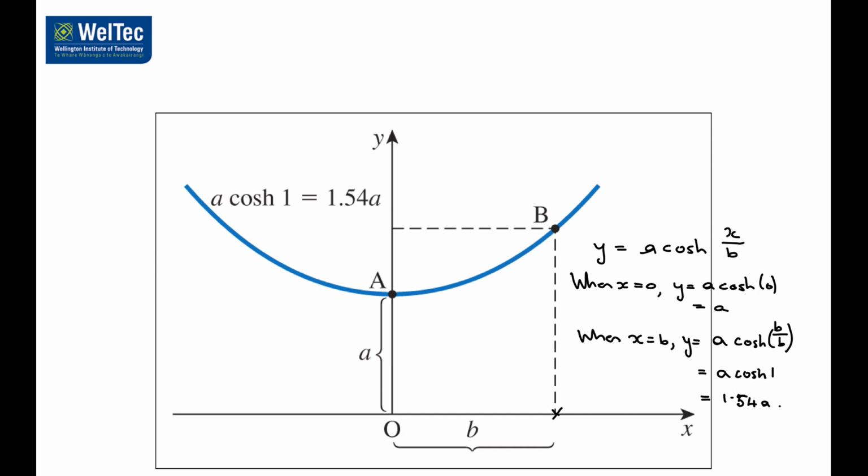So A is the point (0, a), and B is the point (b, 1.54a). Now you don't need to know that, but it kind of sets the scene, and it's an engineering example of cosh.